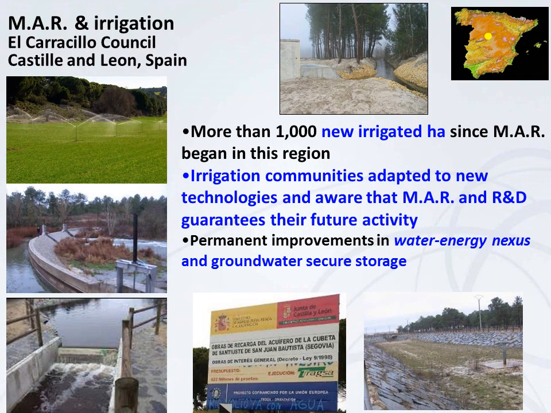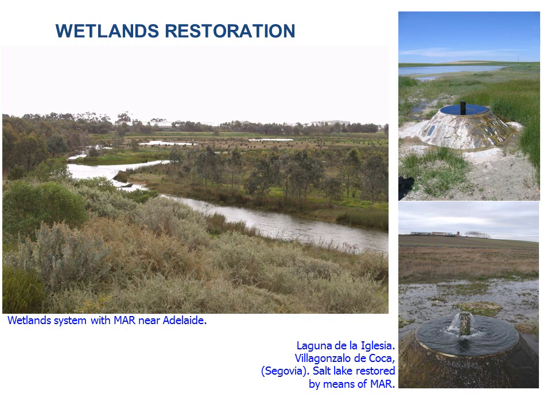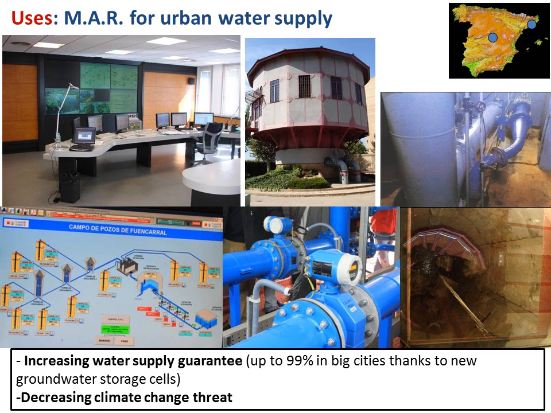The most normal use of MAR water is for irrigation. There are permanent improvements in the water-energy nexus and groundwater secure storage. And MAR is also used for wetlands restoration, with abundant examples all over the world. Eventually, MAR is also used for urban water supply, increasing the water supply guarantee and decreasing the climate change threat.